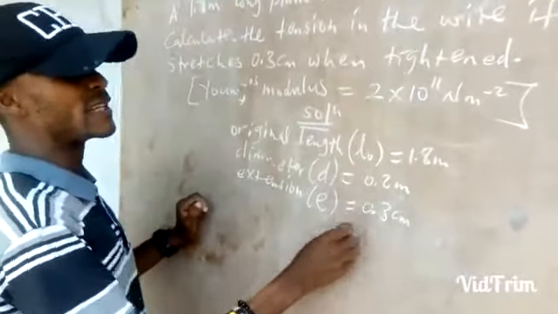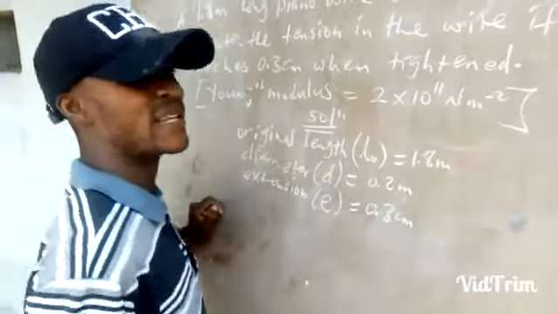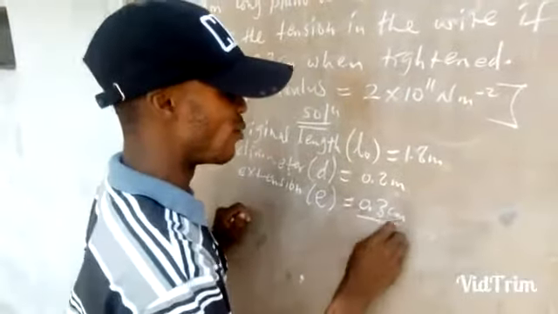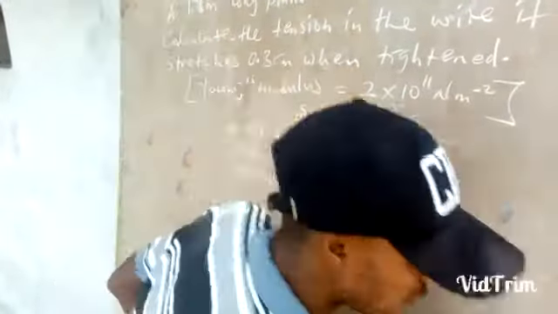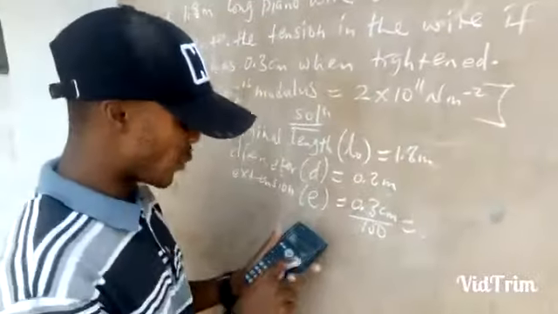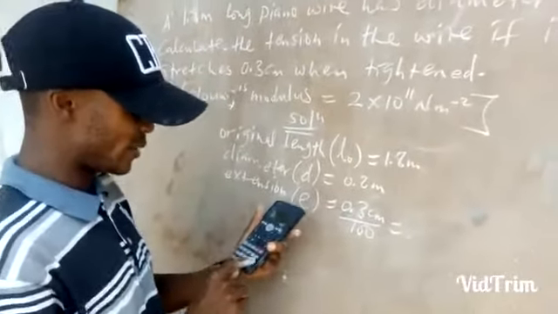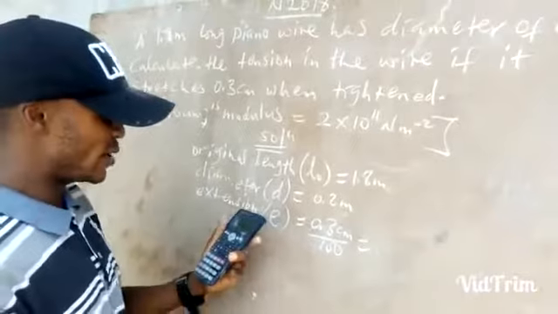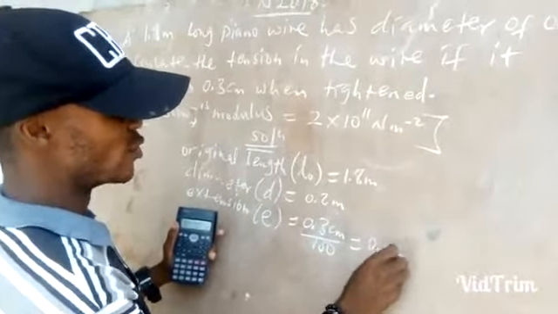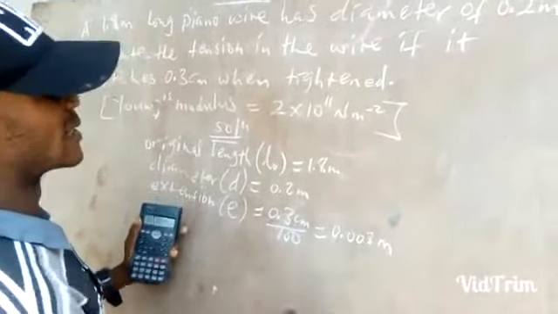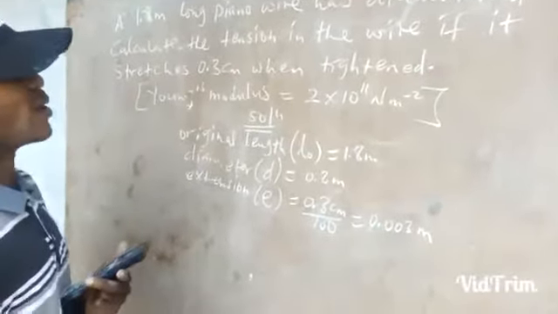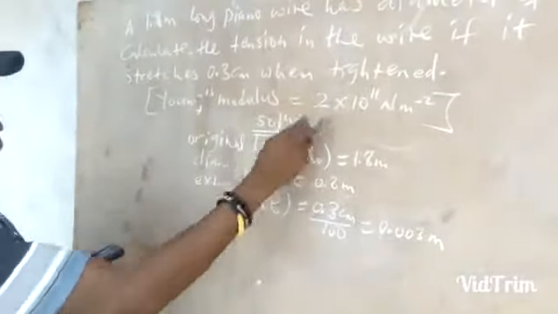But the standard unit is meters. So to convert from centimeters to meters, you divide by 100. If you divide 0.3 by 100, you get 0.003 meters. That is the extension. Next, we need Young's modulus.